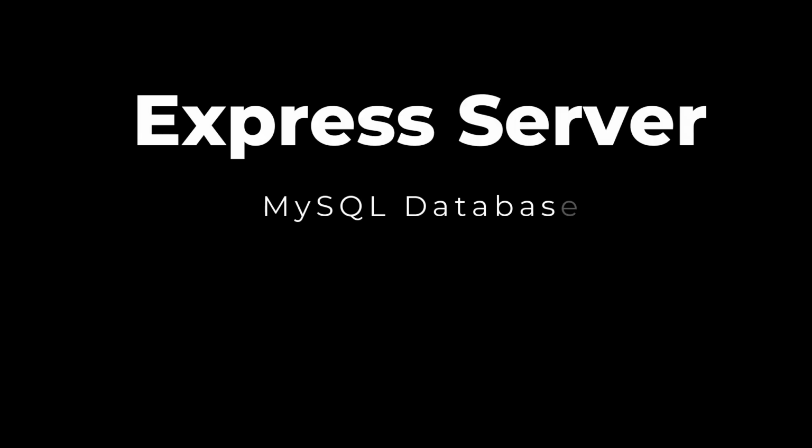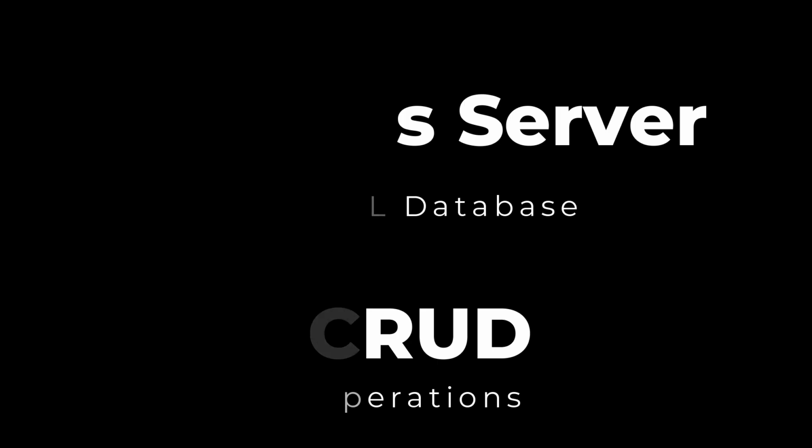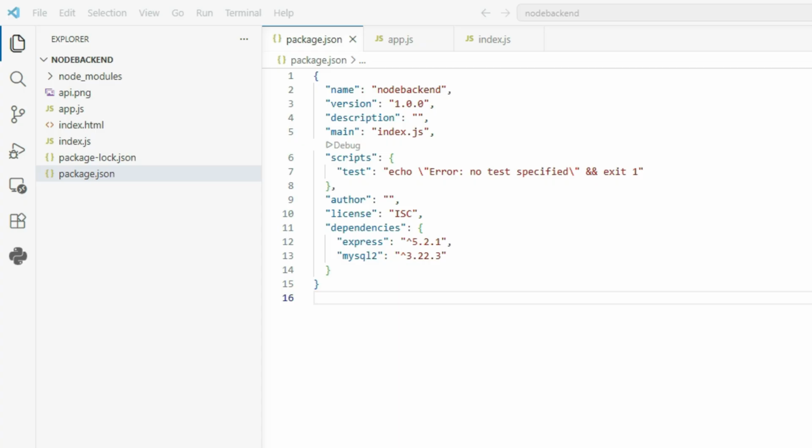In this video, I am going to demonstrate the API with MySQL database with a CRUD operation. CRUD operation means C for create, R for read, U for update, D for delete. So that stands for CRUD. I am going to perform the CRUD operation on MySQL database using Node Express.